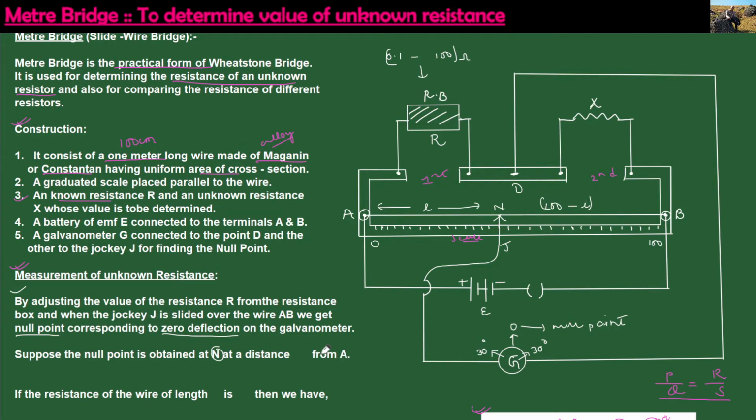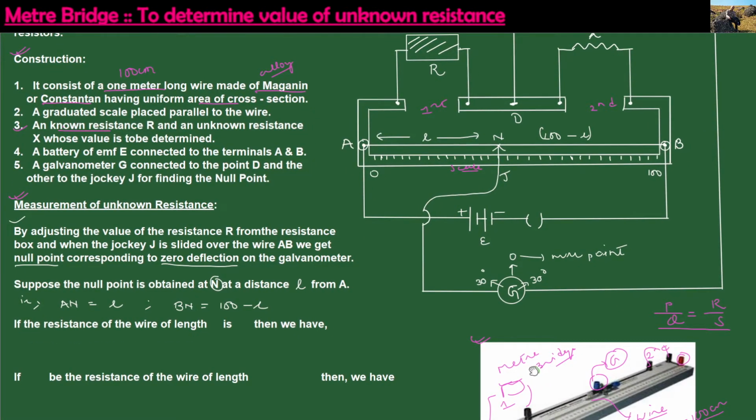So it is very evident that we will obtain the null point at a distance L from A, and the remaining length BN is equal to 100 minus L. This length AN will be equal to L, and the remaining length BN will be equal to 100 minus L.